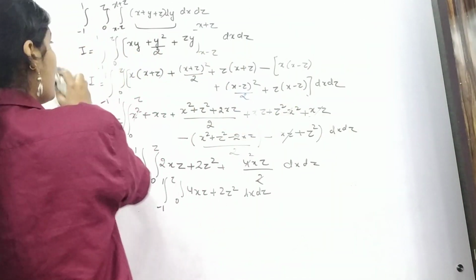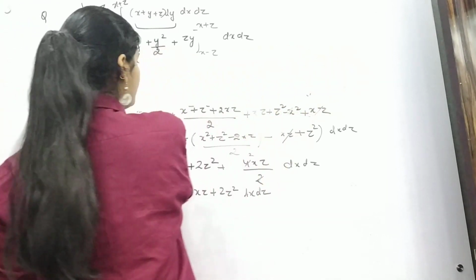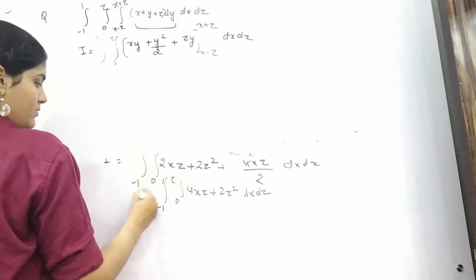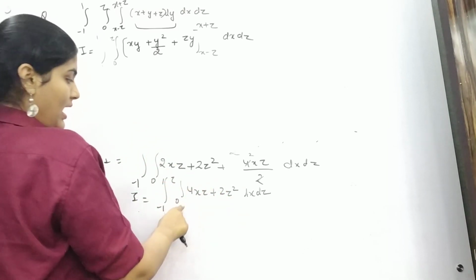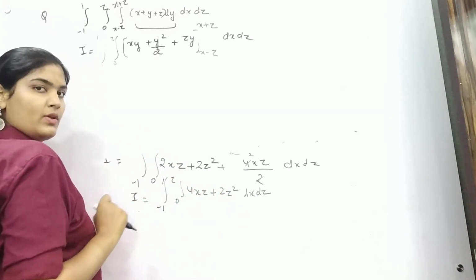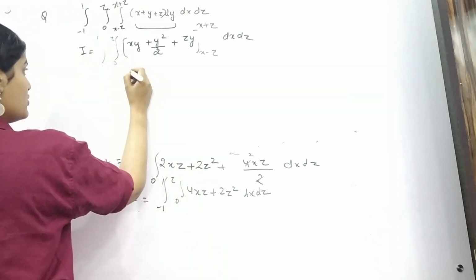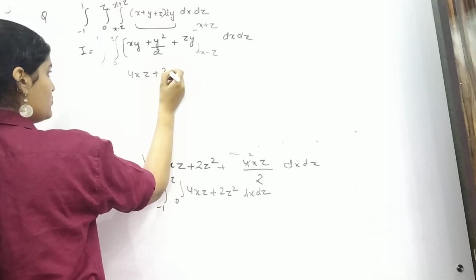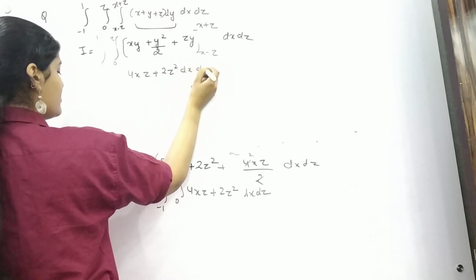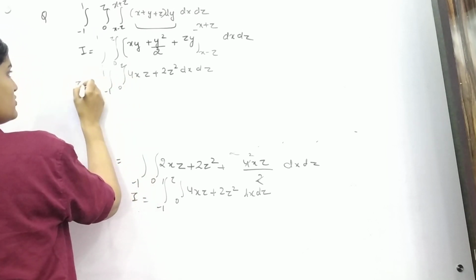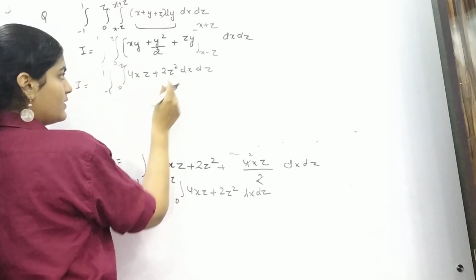Thereafter, this is your question now. Because this is 0 to z, so this is for which variable? x, that's correct. So 4xz plus 2z square dx dz, this is your question. Now first of all, solve for dx.